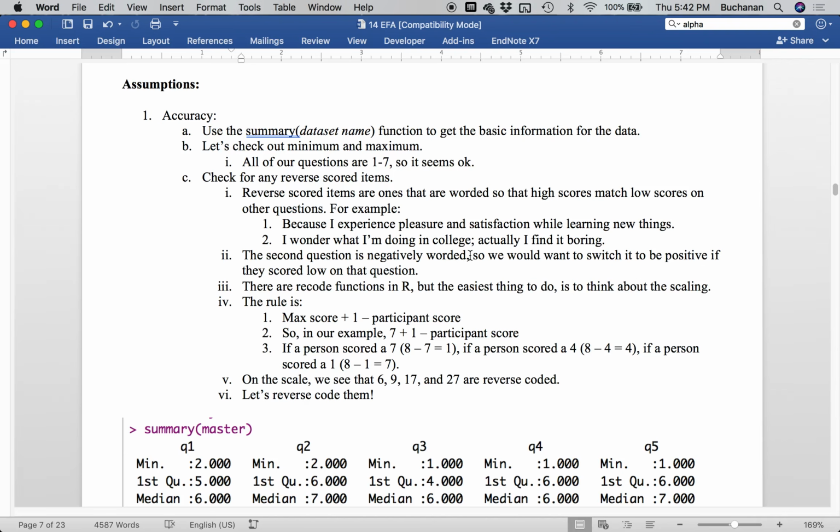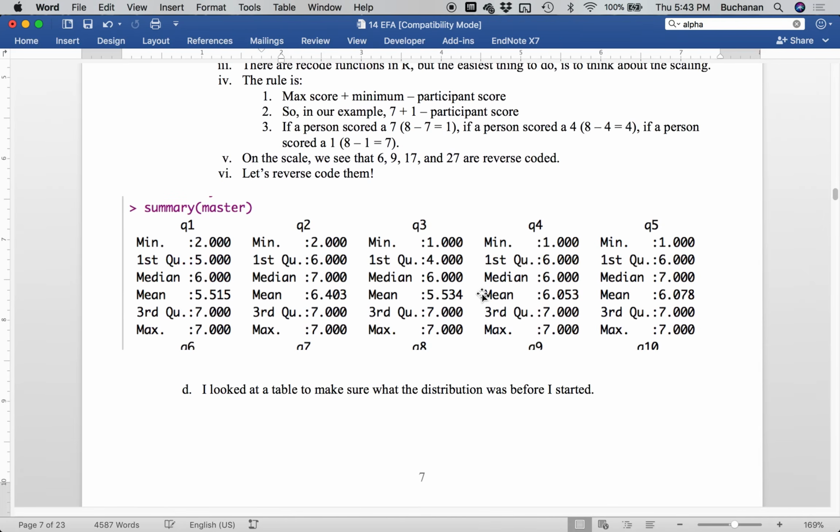The rule on switching things, if I want to be perfectly accurate, is to use a little formula called min plus max minus participant score. So in our example, 7 plus 1 minus the score. If a person scored a 7, that would be 8 minus 7, so they get a 1. If they scored a 4, that'd be 8 minus 4, so they get a 4, etc. On that scale document, we can see that 6, 9, 17, and 27 are reverse coded. So let's actually reverse them.